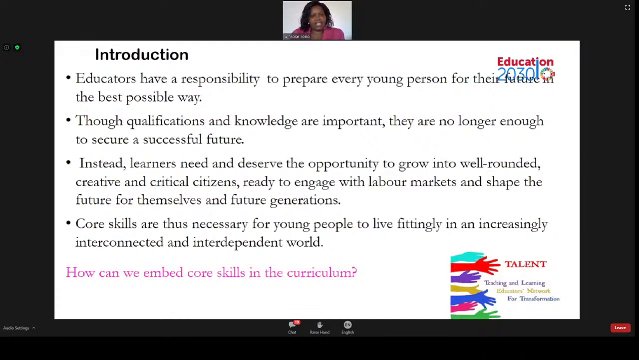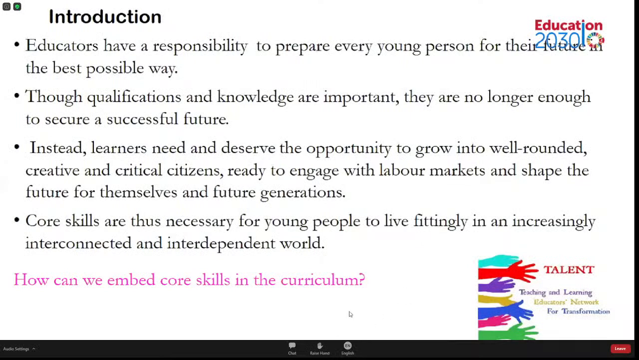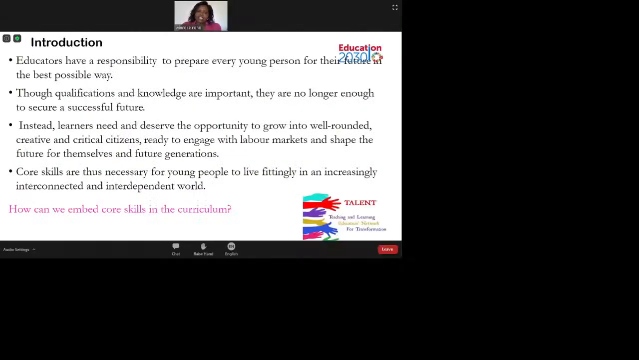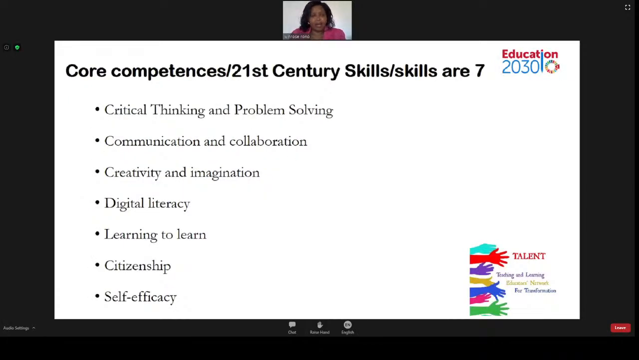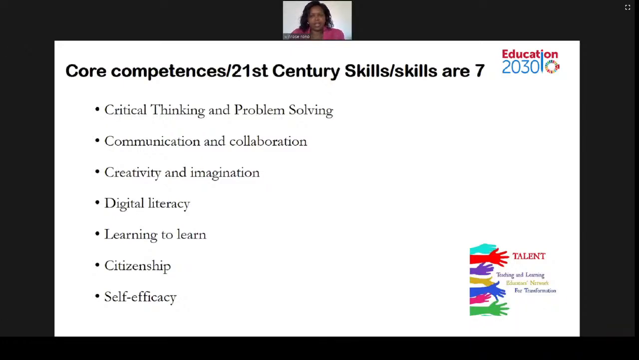So basically, I want to say that educators have a responsibility to generations. Therefore, core skills are very necessary for young people to live fittingly in an increasingly interconnected and interdependent world. And therefore, we ask ourselves the question, how can we embed core skills in the curriculum? In Kenya, we have adopted 7 core skills that we endeavor to address through our curriculum.